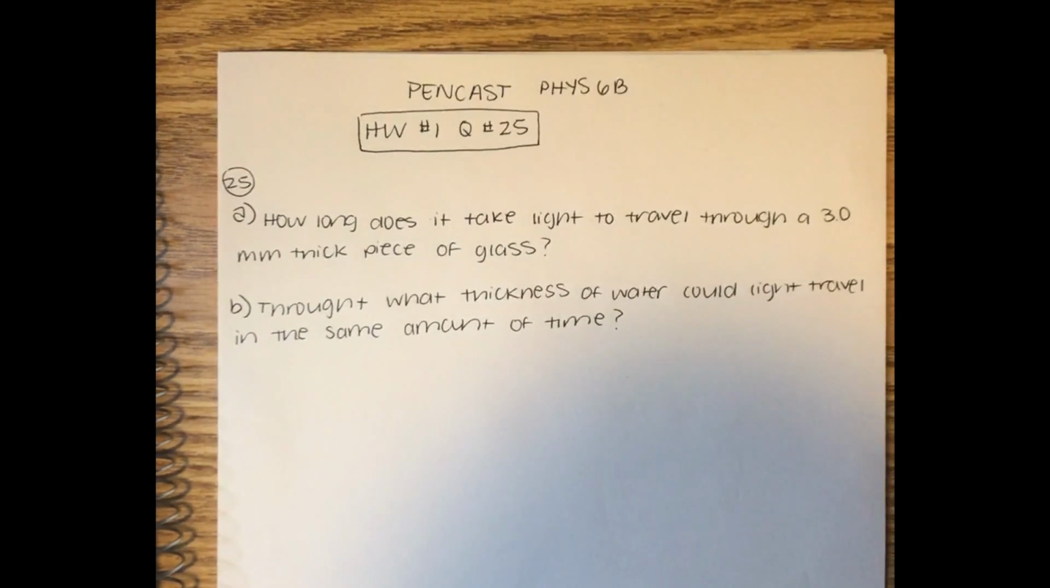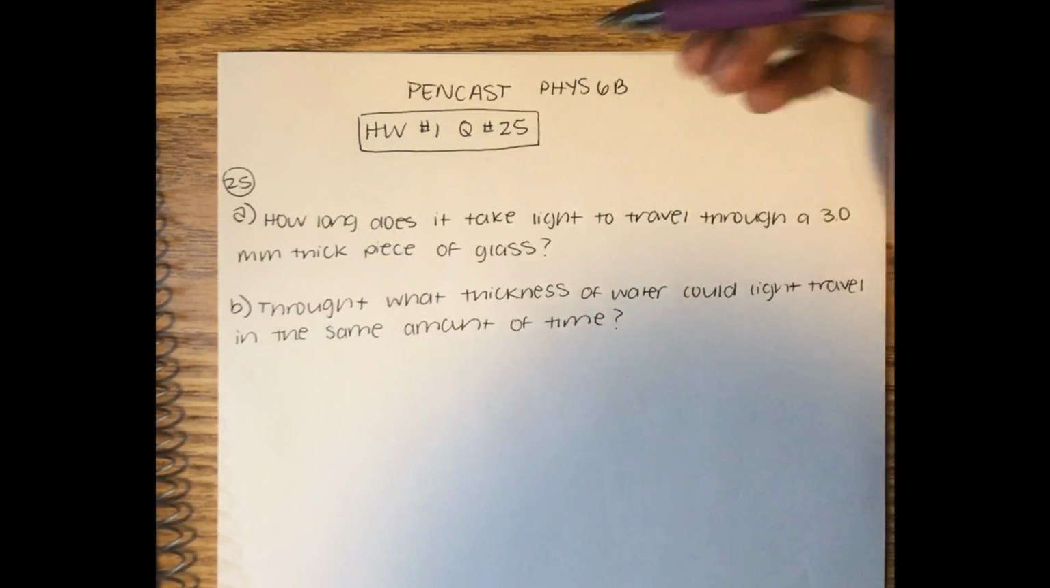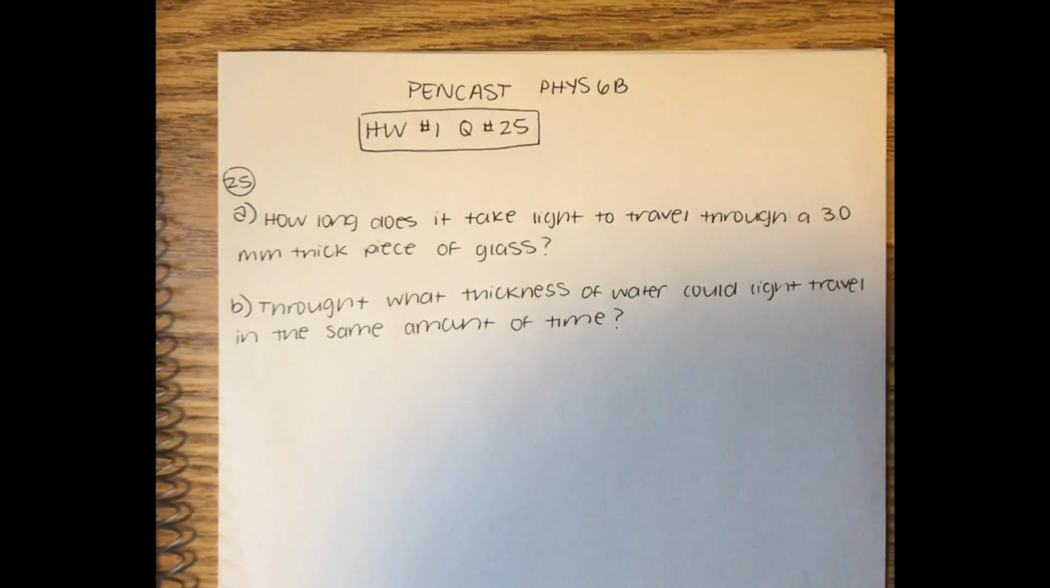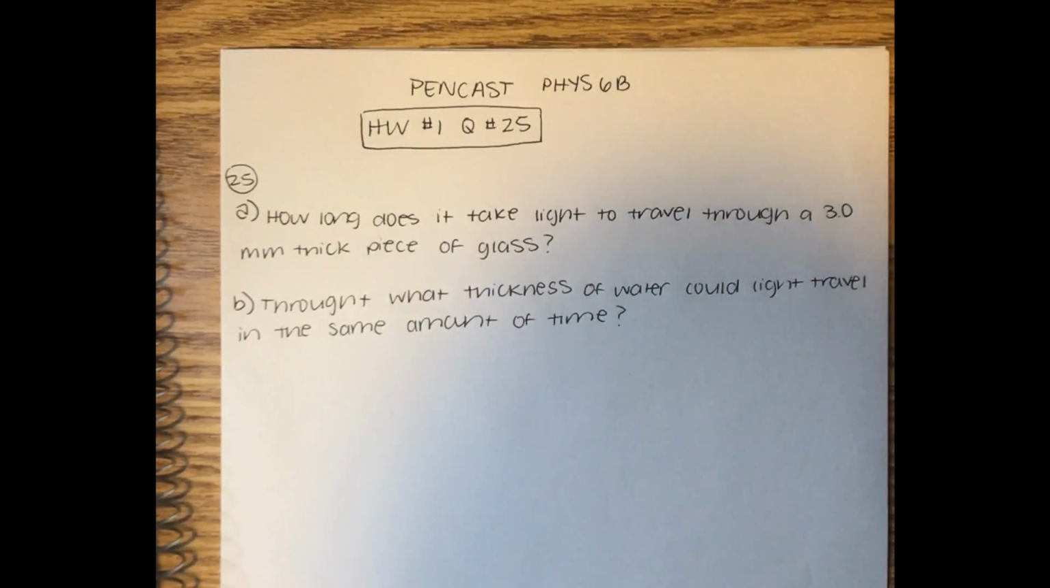Hello. So the PENCAST assignment that we're working on is from Homework 1, question 25. And it's a two-part question. So first we'll start with part A. And it says, how long does it take light to travel through a 3 millimeter thick piece of glass?